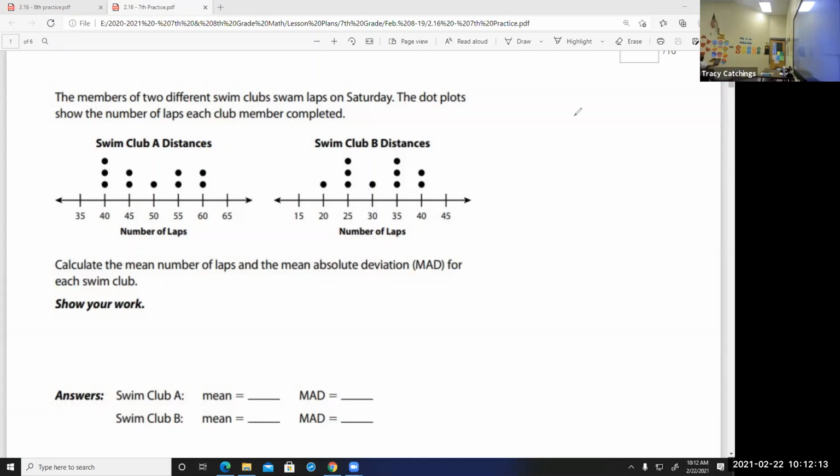All right, so number 1 reads, the members of 2 different swim clubs swam laps on Saturday. The dot plot shows the number of laps each club member completed. It says calculate the mean number of laps and the mean absolute deviation for each swim club. The easiest will be to find the mean first. How do we find the mean?